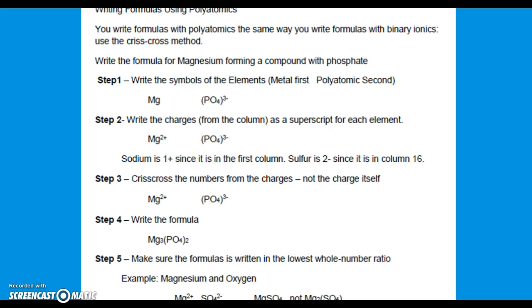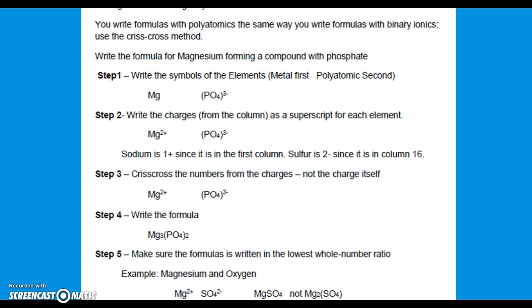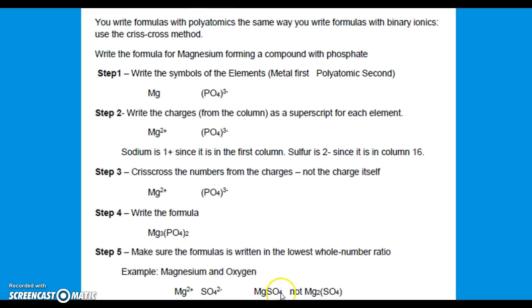You would first crisscross the numbers to form the charges, not the charge itself. So again, this PO4 minus 3, this 3 goes down here, and the 2 comes across here, and then you make sure the formula is written in the lowest whole number ratio. So again, this example down here, Mg plus 2 and SO4 minus 2, you want it to say MgSO4, not Mg2 SO4 2. Okay?